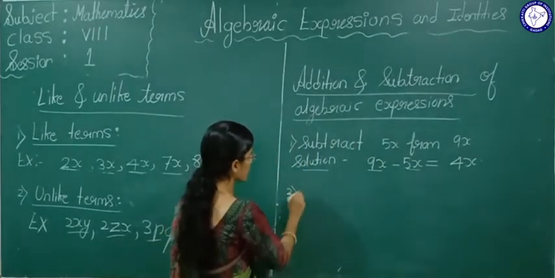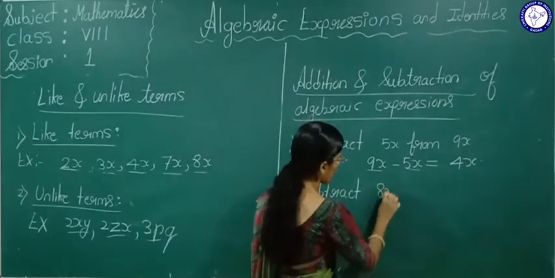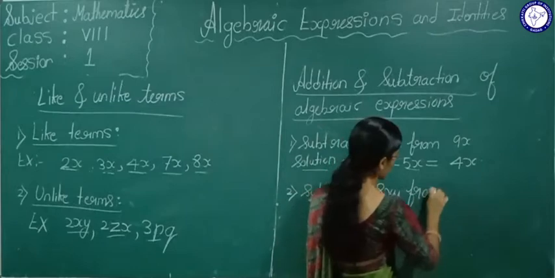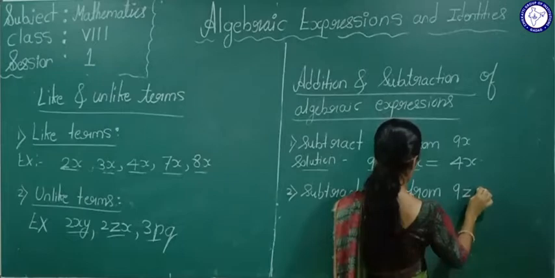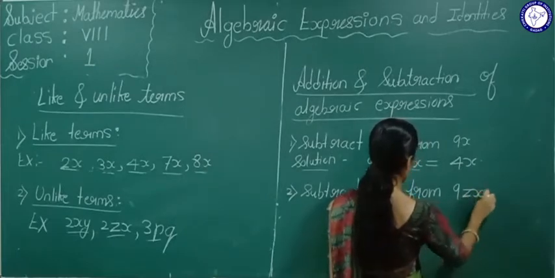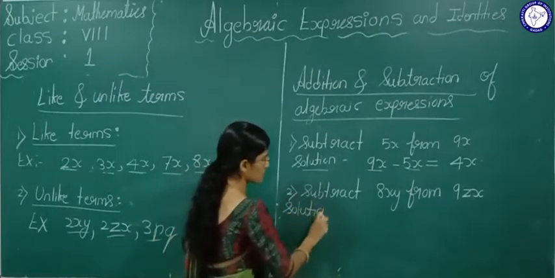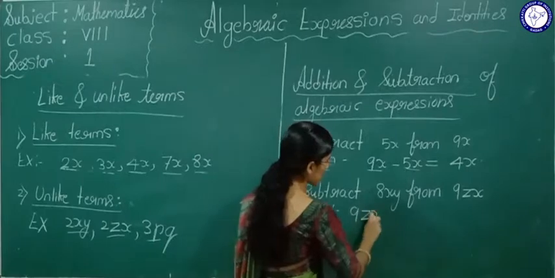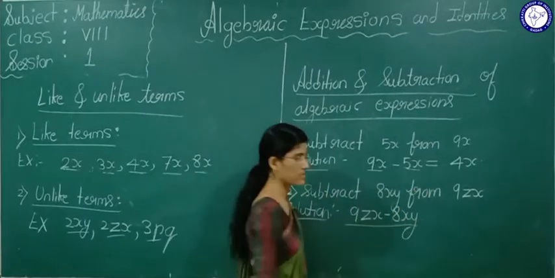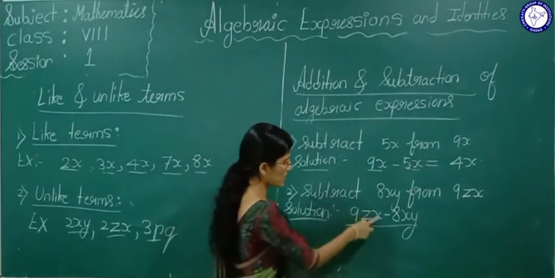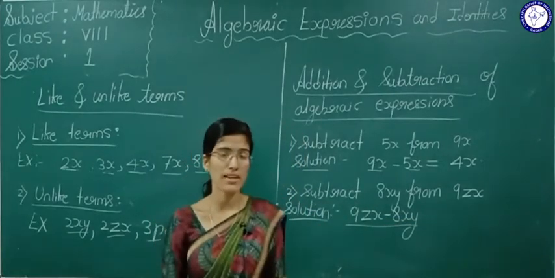Okay. Take one more problem here. Subtract 8xy from 9zx. Let's see here. Solution: 9zx minus 8xy. So we can't subtract this. See here, zx is there, here xy is there. These are unlike terms.